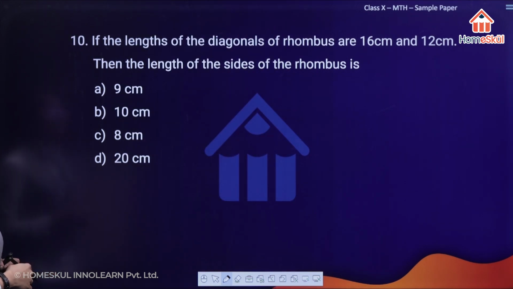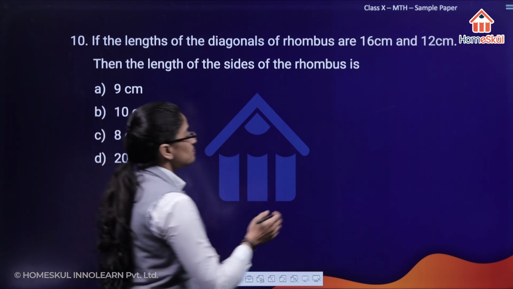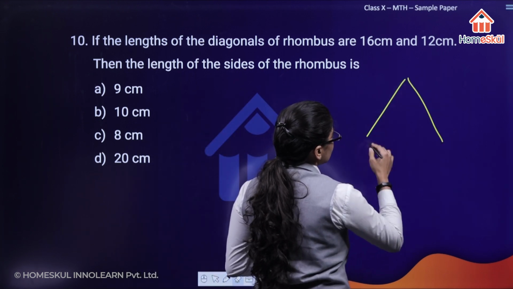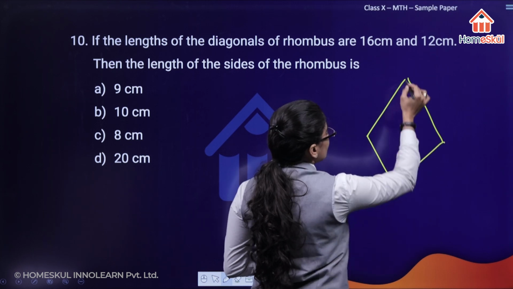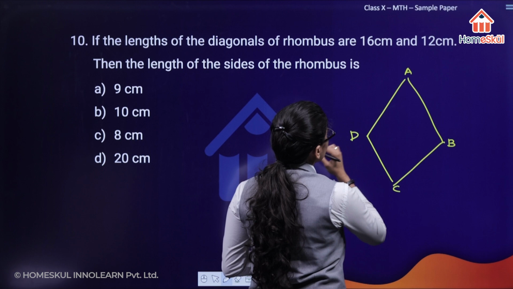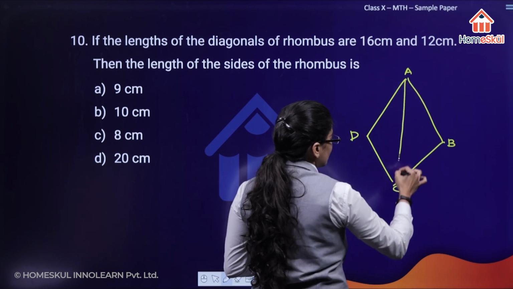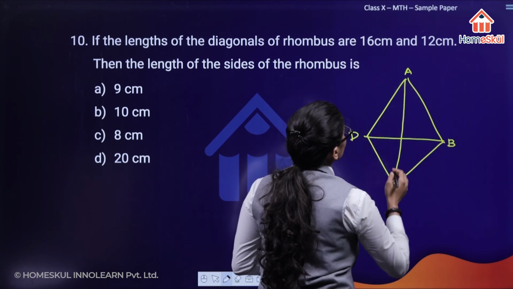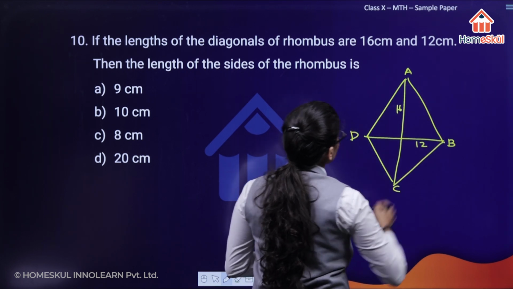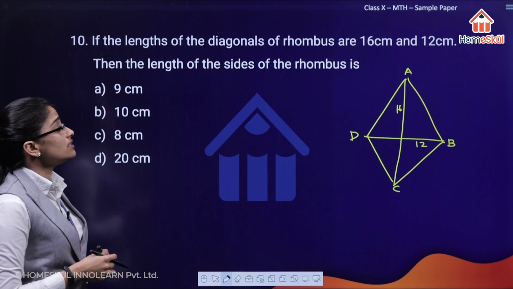10th question. If the lengths of diagonals of a rhombus are 16 centimeter and 12 centimeter, then the length of the sides of the rhombus is, here we are having a rhombus. What is the property of a rhombus? All sides are equal, isn't it? Okay. So, let's consider the rhombus ABCD. Here two diagonals are given, AC and BD. One is 16 centimeter, other is 12 centimeter.